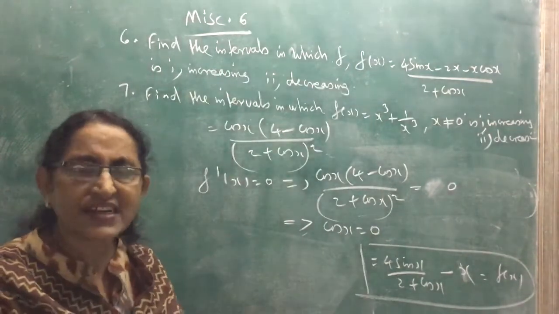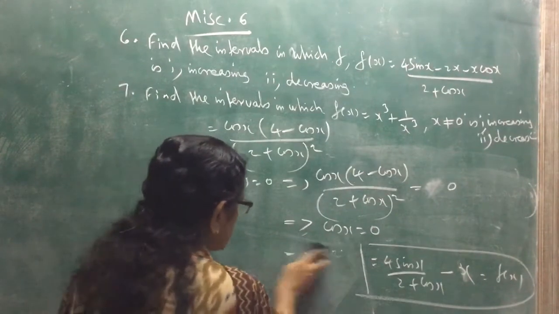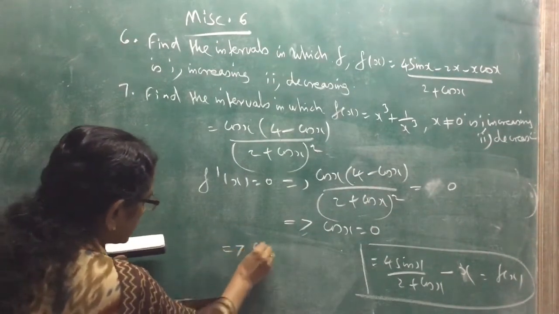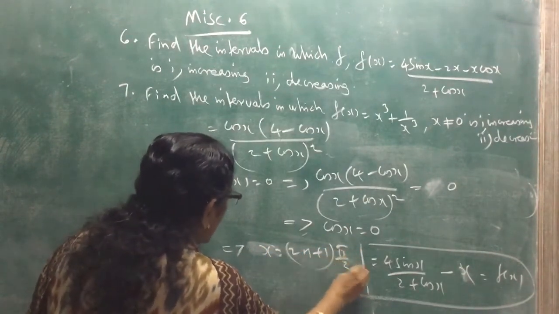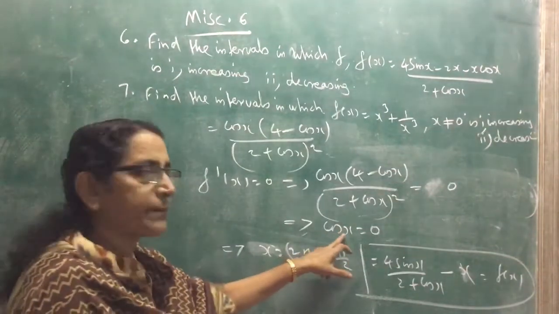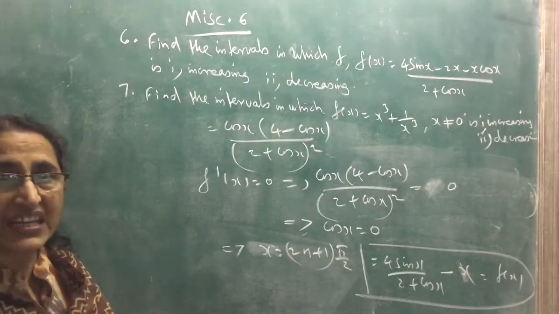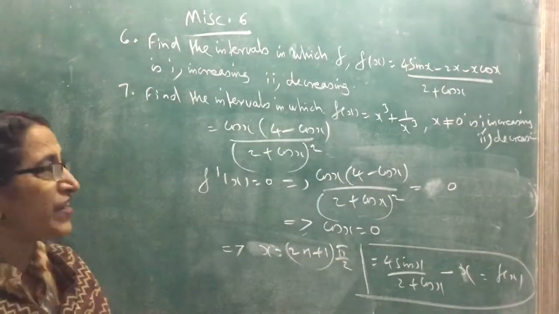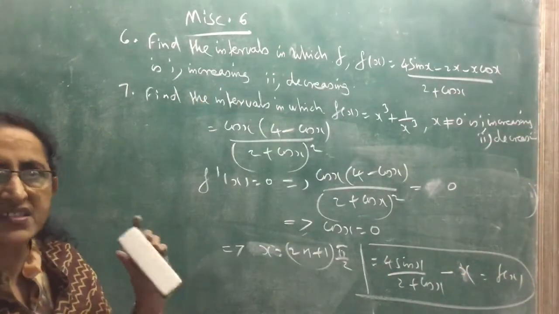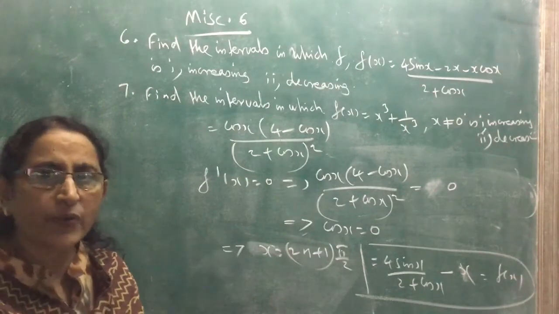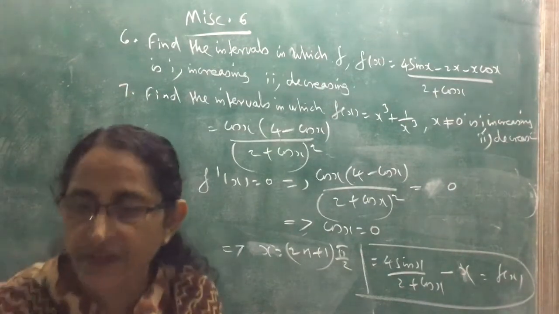Now we know if cos x equal to 0, that implies x equal to 2n plus 1 pi by 2, where n belongs to z, n is an integer. So we can give different integers. Now we consider only the interval 0 to 2 pi, and we will find out in which interval the function is increasing and in which interval the function is decreasing.